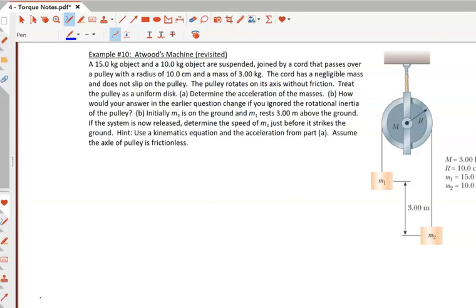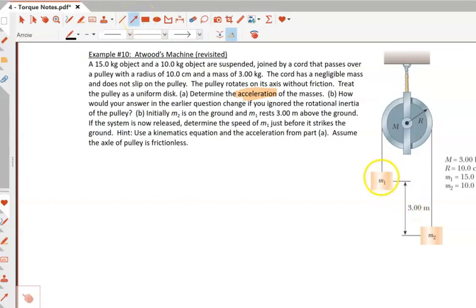So let's get started. The first thing I'm asked is to determine the acceleration of the masses. So we're going to be applying Newton's second law twice, once for each of the blocks, and actually 3 times, also for the pulley, rotationally speaking. So let's start off by drawing free body diagrams for M1 and M2. I'm going to label a diagram over here.